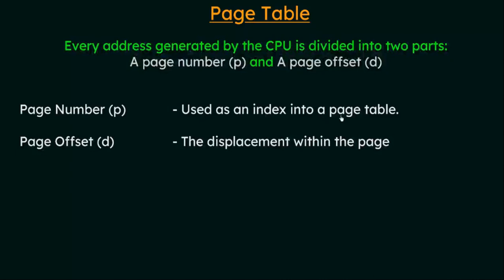So what is a page number? It is used as an index to a page table. It is the index of the page table. And the page offset, denoted by D, is a displacement within the page. We will come back to this in detail once we discuss the page table.